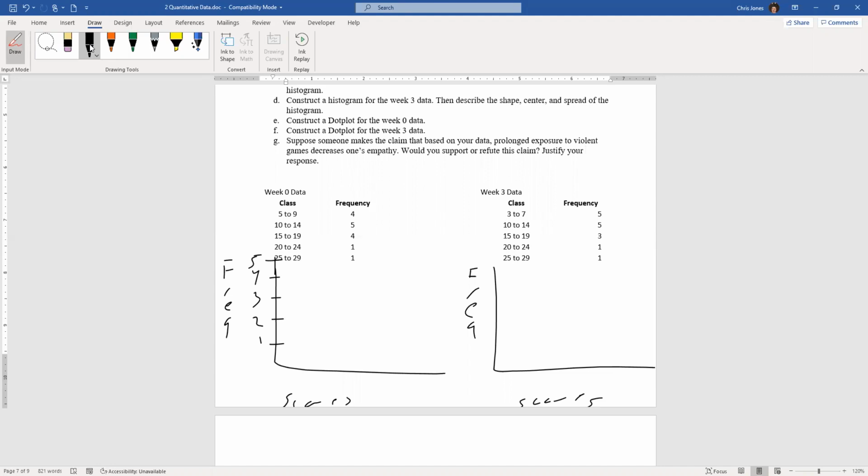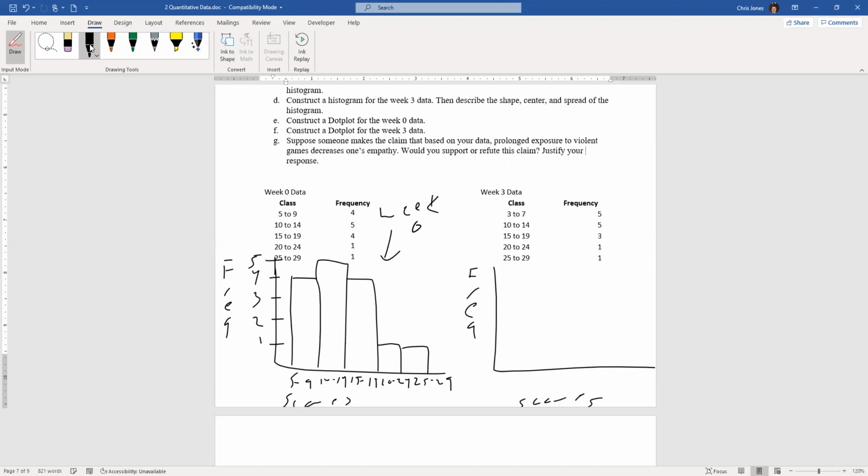All right. So the first one is from 5 to 9, and then we have a 5, and then we have another 4, and then we have a couple of 1s. This is going to be our 5 to 9, and then 10 to 14, and 15 to 19, and then 20 to 24, and then finally we have 25 to 29. I'm just going to say that this is the week 0 scores. Again, I'm writing that briefly just because of time.